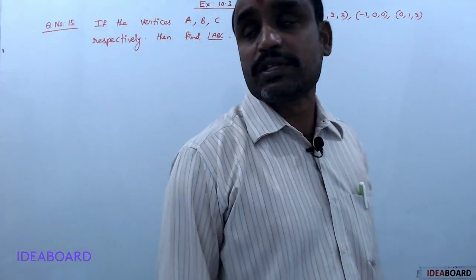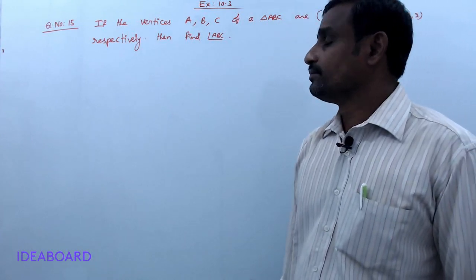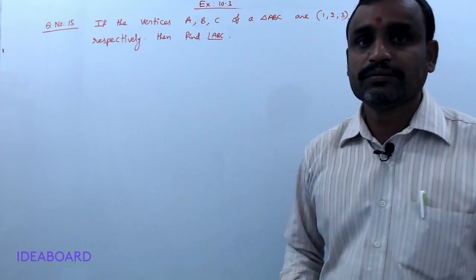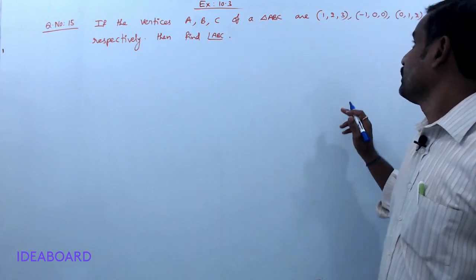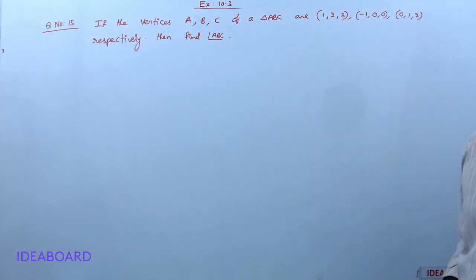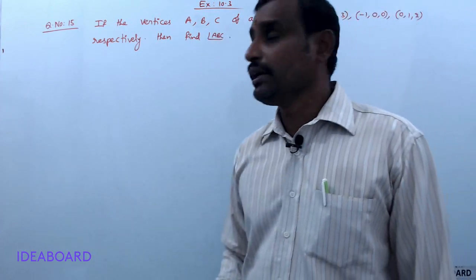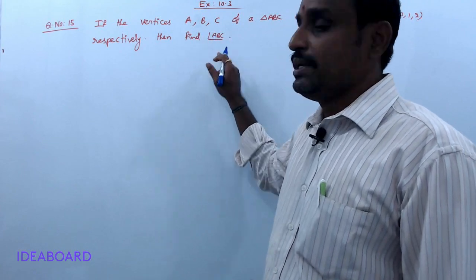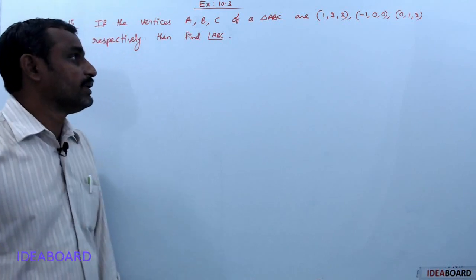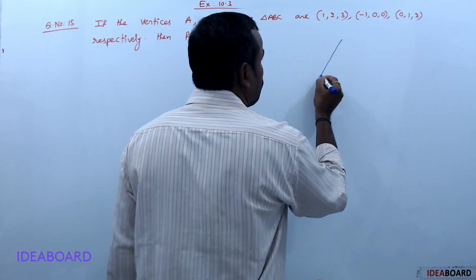Now question number 15. If the vertices A, B, C of a triangle ABC are (1, 2, 3), (-1, 0, 0), (0, 1, 2) respectively. Here, for the given triangle ABC vertices, we wanted to show the angle ABC, that is the angle at B. What is the angle we need to calculate? So now take triangle ABC.